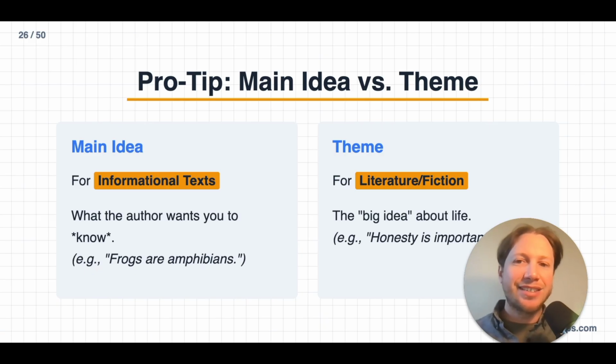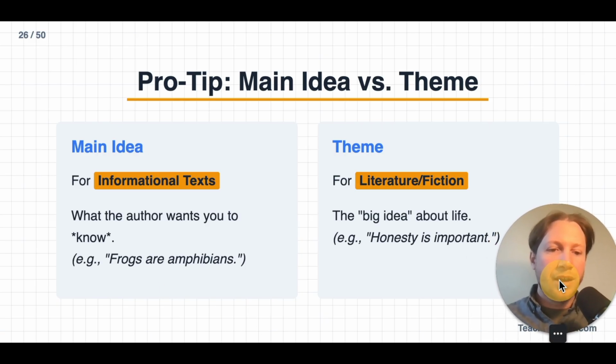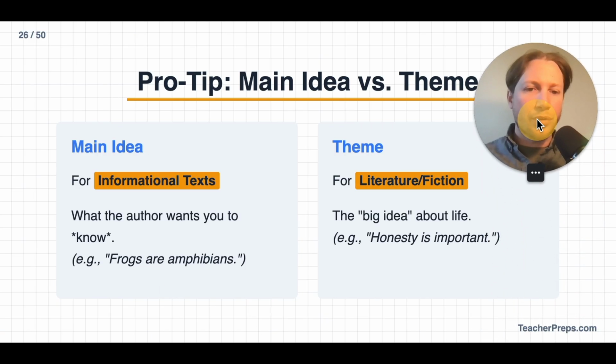All right, now right here we have a key distinction that you'll want to know for test day. This is the difference between main idea and theme. So make sure you take a look at that, and maybe I can scoot myself over here a little bit. All right, so theme is, let's go over here first. Main idea, informational text. Again, that's called expository text. This would be like what the author wants you to know. For example, frogs are amphibians.